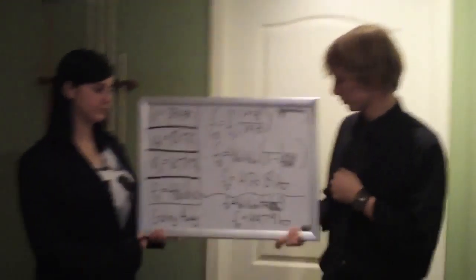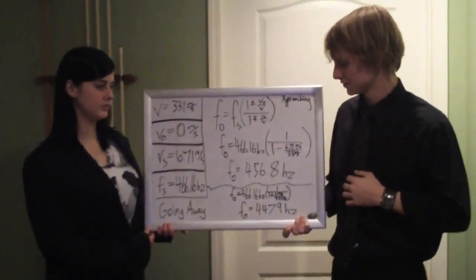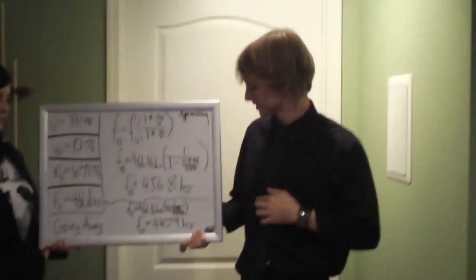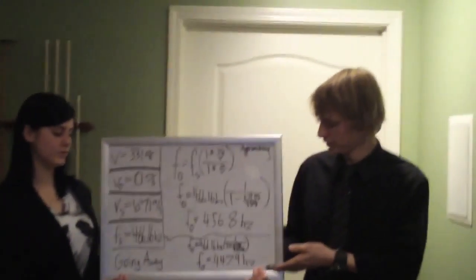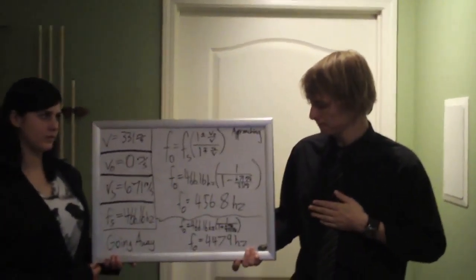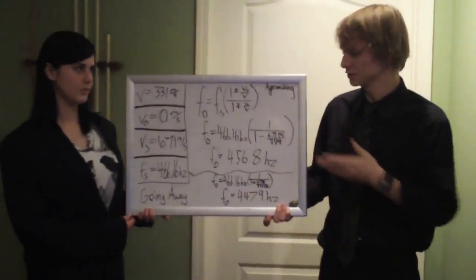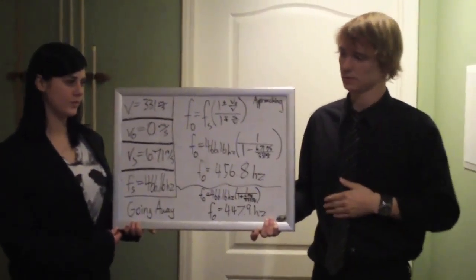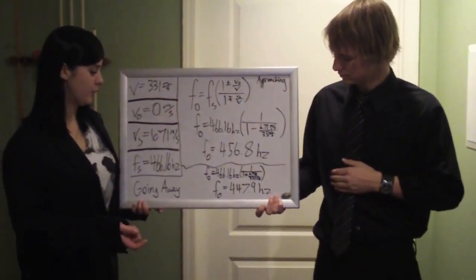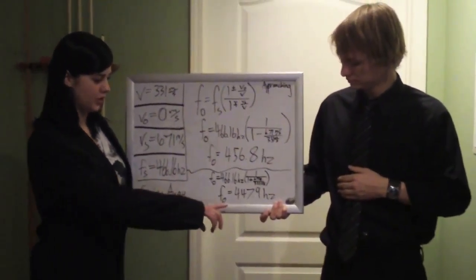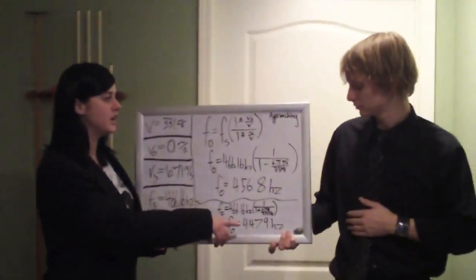We ended up, after we multiplied it by the frequency of the source, at 456.8 hertz, which makes sense because it is greater than the frequency of the source, and it is approaching us, so it should be higher than the actual value. And then for going away, we want it to be lower, so it makes sense that this is 447.9 hertz. But to get that, we use this same equation.